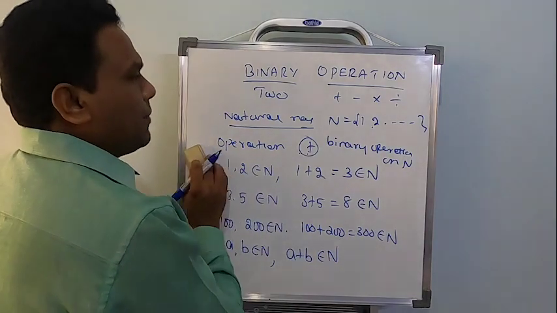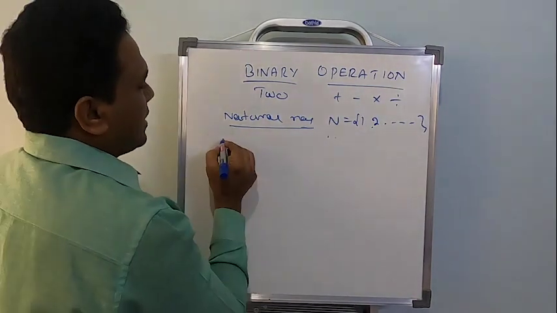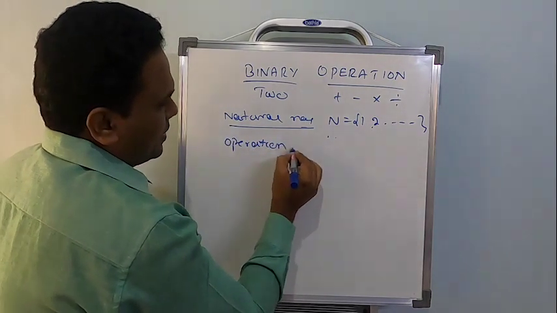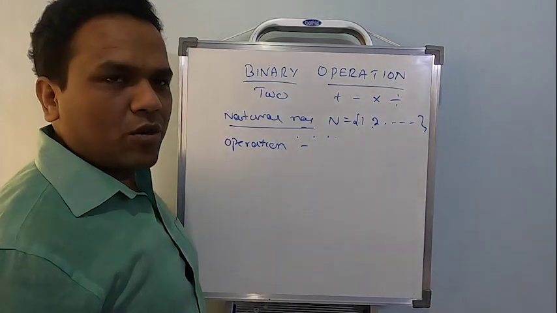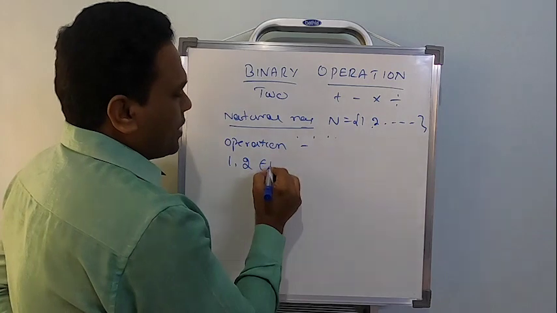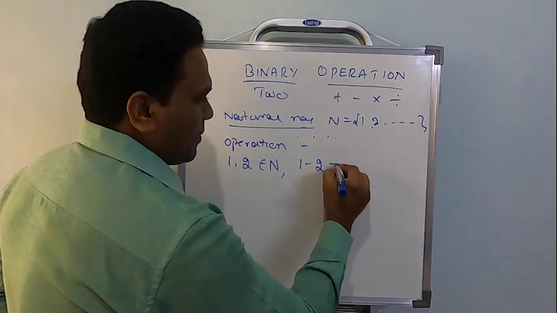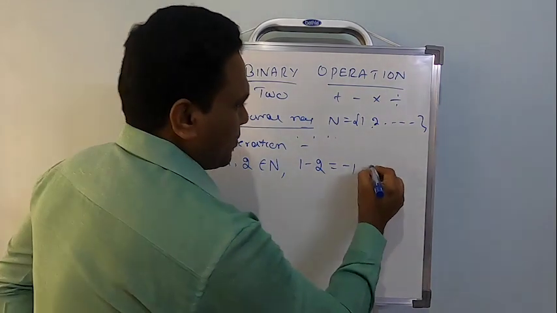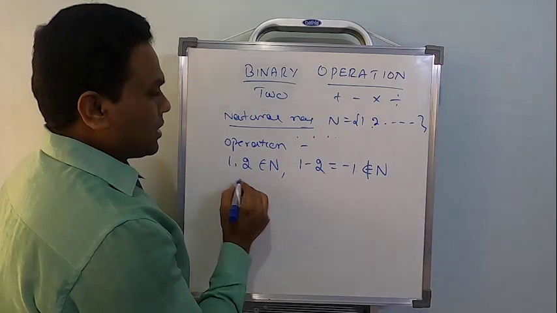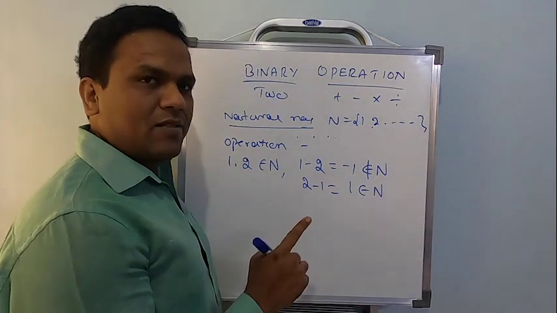Now similarly on the same set, let me consider an operation. I am going to consider subtraction or difference of two natural numbers, right? So 1 and 2 are natural numbers. What will 1 minus 2 be? 1 minus 2 will be minus 1. Minus 1 is not a natural number. Now don't tell me, sir, if I do 2 minus 1, the resultant element is going to be a natural number. That is fine.